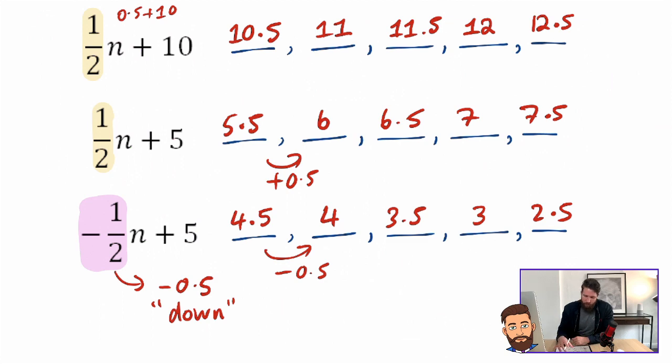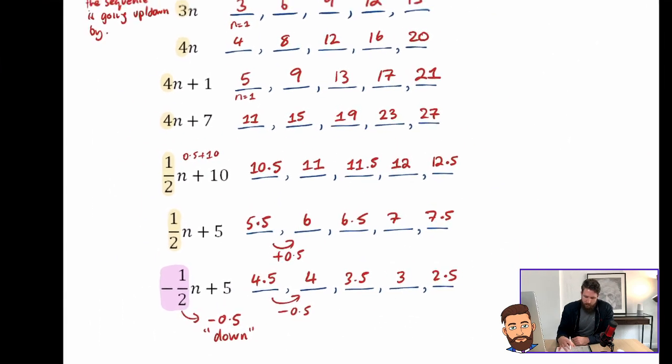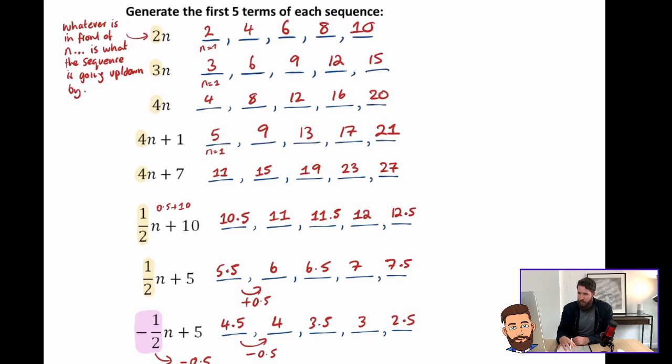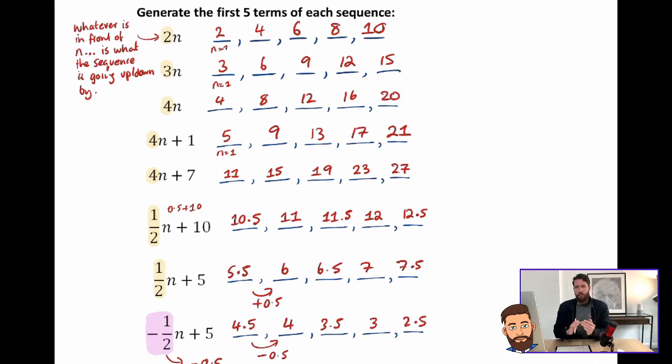Okay, so generating sequences, what do you need to be relying on? What key facts and key skills do you need to know? 1, realizing n represents the term that you want. So if you want the 4th term, n is 4. If you want the 10th term, n is 10. If you want the first term, n is 1. Secondly, you need to be able to substitute. So you need to be able to replace the letters with a number and work it out using basic BIDMAS.